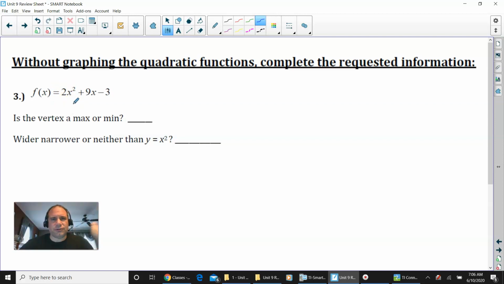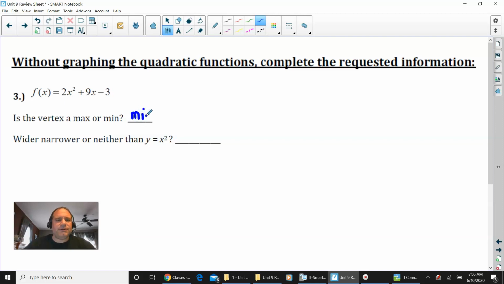It is a 2. It's positive. So remember, if it's positive, that means this parabola should be facing up, and that vertex will be a min. So that's what you should put down.